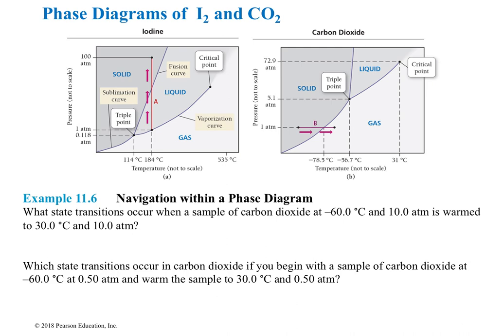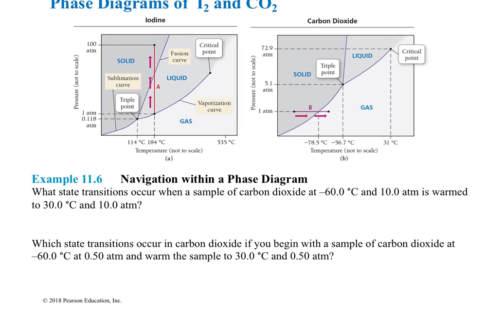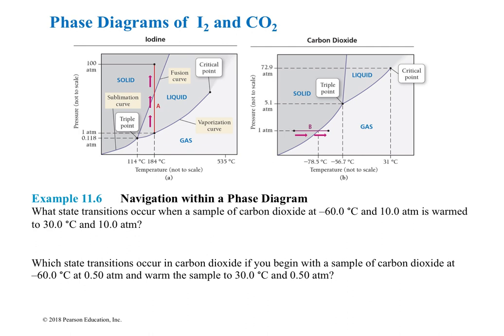Here are some phase diagrams for different substances. These are what the examples will look like. So at 10 atmospheres, for carbon dioxide, from -60, which is about right here, at 10 atmospheres, going over to 30 degrees Celsius, we're going to go from solid to liquid, and from liquid to gas. So we're going to undergo 2 phase changes.